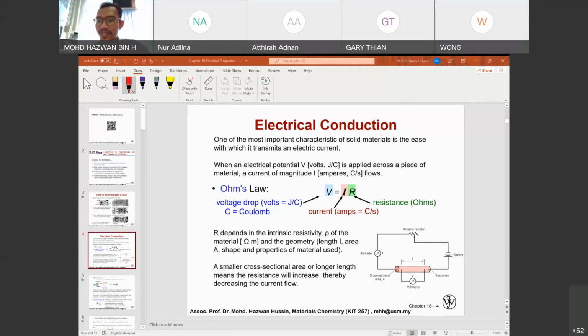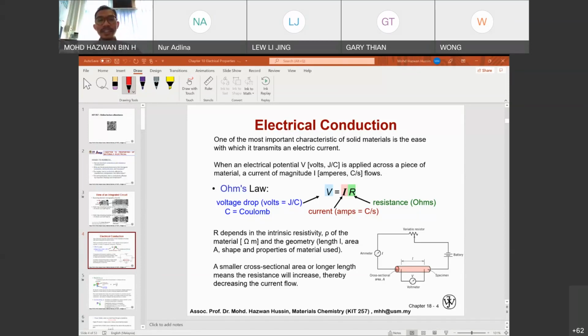Liu Lijing, are you there? Yes, Doctor. Okay, Lijing. So what do you think? Do you think that a 10 centimeters steel rod will give higher conduction as compared to 2 centimeters? Do you agree with the previous answer, Lijing? Yes, Doctor. You agree? Okay.